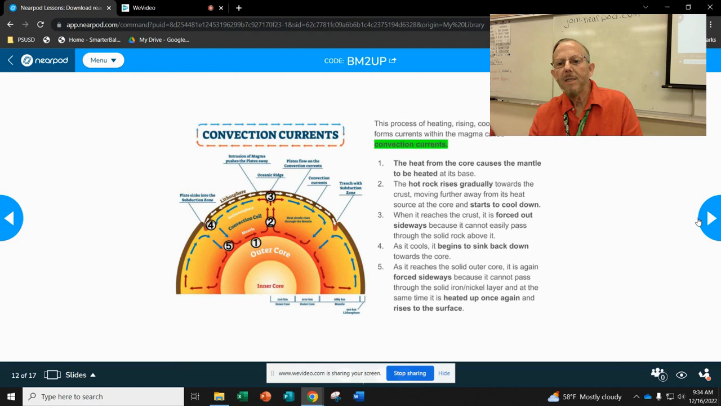This process of heating, rising, cooling, and sinking forms convection currents within the mantle. In the first step, the heat from the core causes the mantle to be heated at its base. The hot rock rises gradually toward the crust, moving further away from its heat source at the core, and starts to cool down. When it reaches the crust, it is forced out sideways because it cannot easily pass through the solid rock above it. As it cools, it begins to sink back down towards the core. As it reaches the solid outer core, it is again forced sideways because it cannot pass through the solid iron-nickel layer, and at the same time it's heated up once again and rises to the surface.